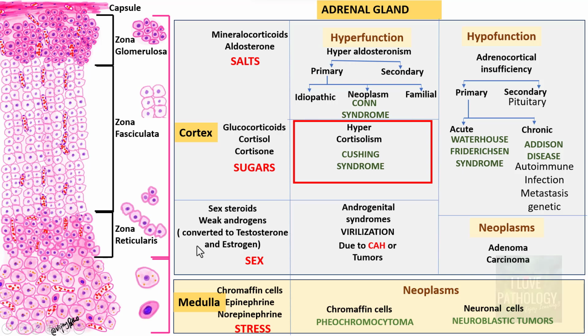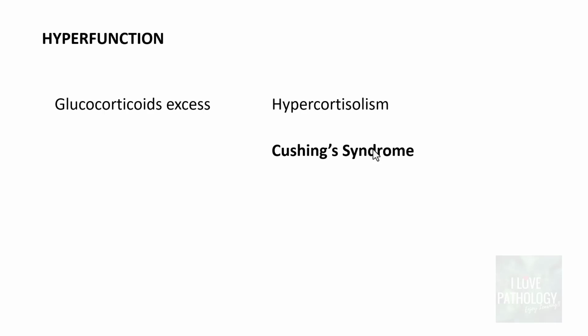So, in this session, we will be talking about a very important adrenal gland hyperfunction state that is called Cushing's syndrome, which is also hypercortisolism. So, with hyperfunction, we will be understanding the concept of excess of glucocorticoids, which is also referred to as hypercortisolism, which is commonly called Cushing's syndrome. And now you also have Cushing's disease. So you need to understand what exactly are the differences between Cushing's syndrome and Cushing's disease.